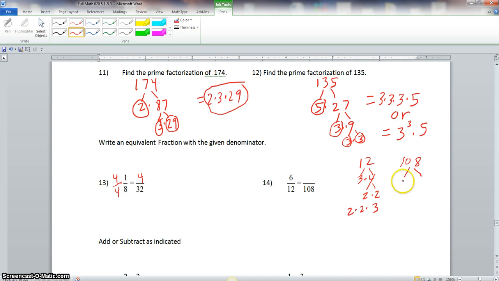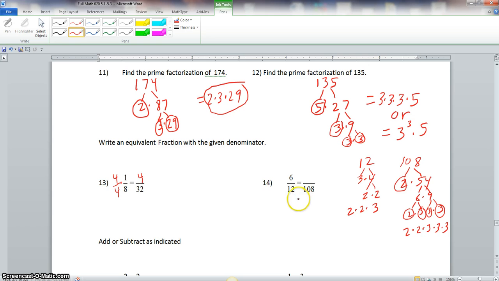Now with 108, you add 2 times 54, and then we will have 6 times 9, and 6 becomes 2 times 3, and 9 becomes 3 times 3. So the prime factorization of 108 is basically we add 2 2s and 3 3s. And they're all multiplied to each other. So this is what we do.